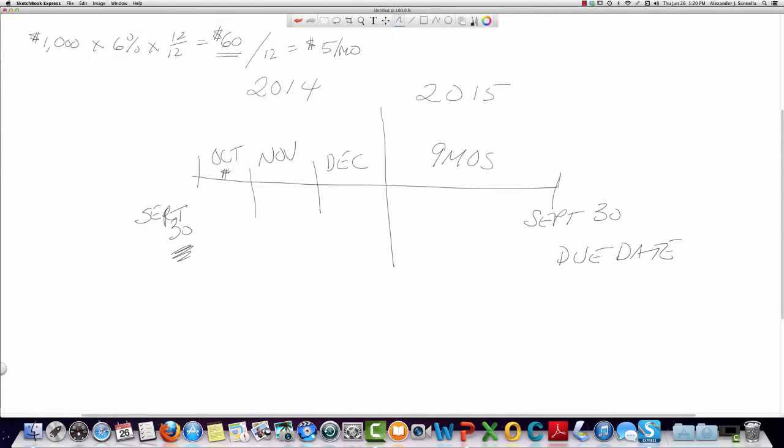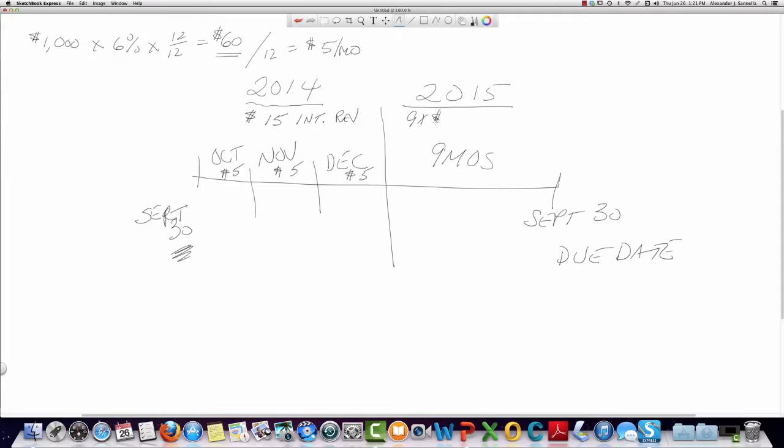So at the end of October, you owe 5 in interest. Well, we have earned 5 in interest as Smart Touch. November, another 5, and December, another 5. So we have $15 of interest revenue in 2014.